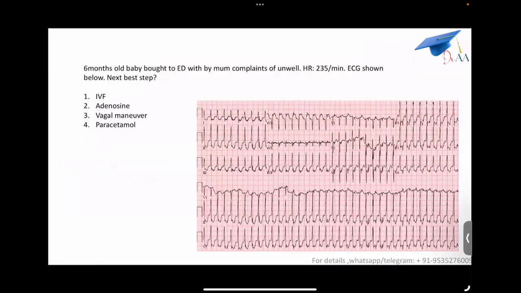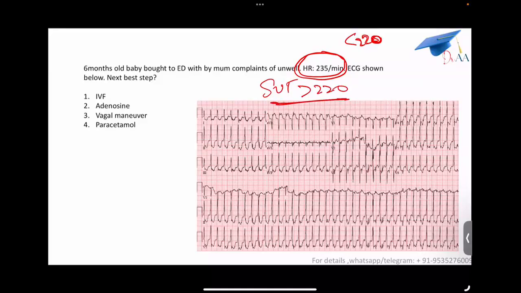A 6-month-old baby is brought in. Again, the heart rate is mentioned, so it is easy for you. So what's the diagnosis? SVT. Sinus tachycardia, if it is less than 220. More than 220, so it is an SVT. Very good.